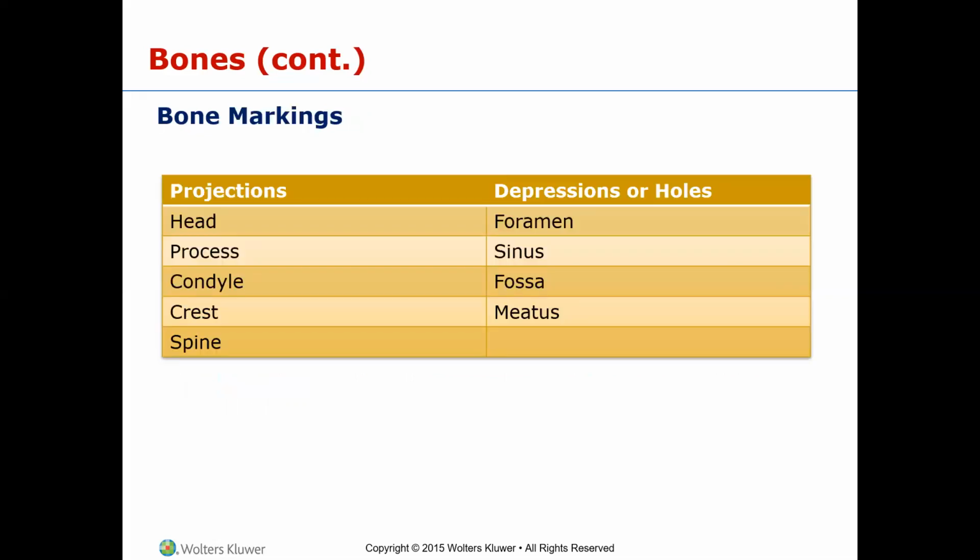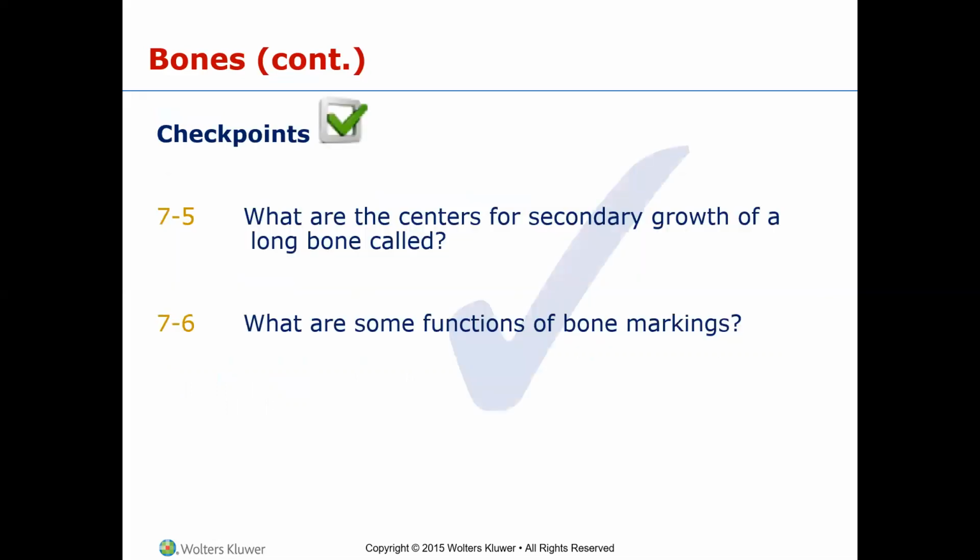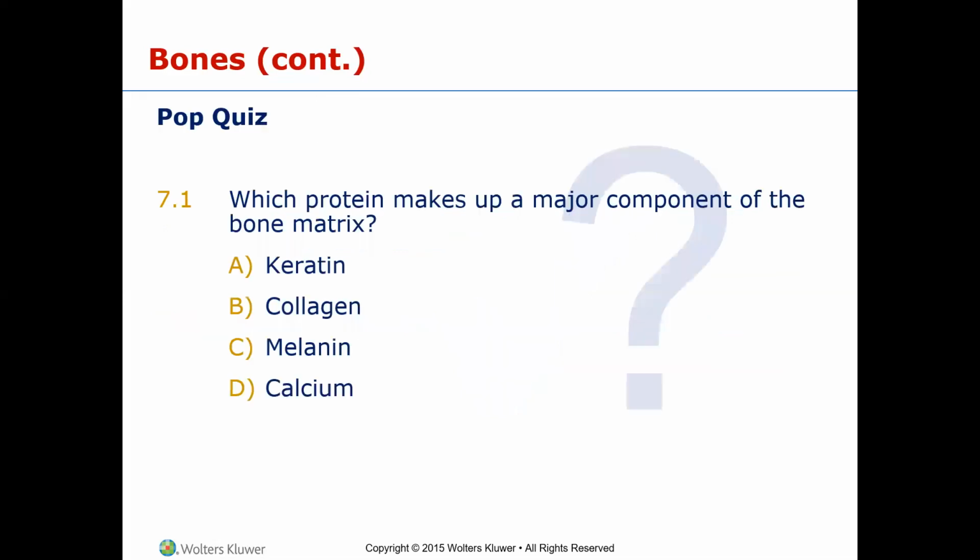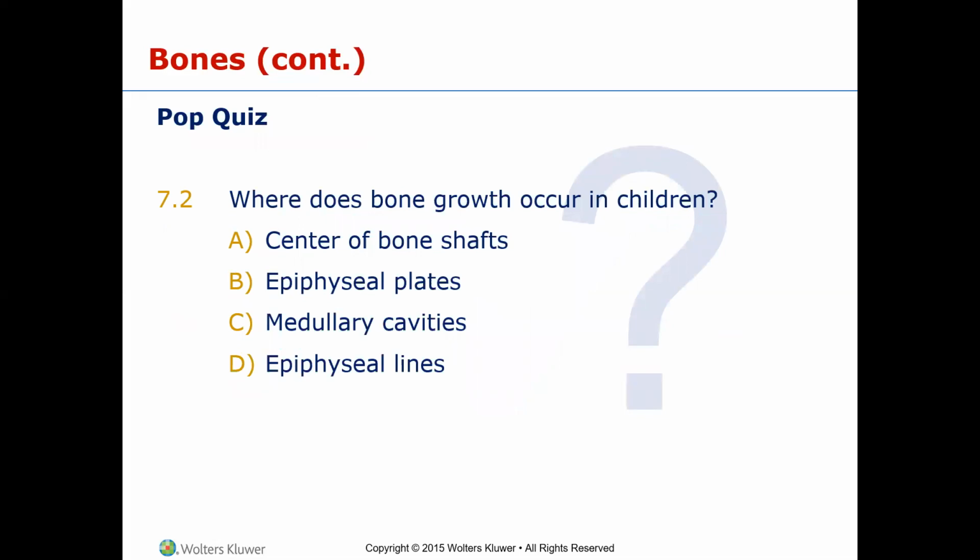So these are some of those bone markings that I'm not asking you to be responsible for. But what are the centers for the secondary growth of a long bone? And again, that's along the diaphysis. And then we're just going to move ahead. All right. So which protein makes up a major component of the bone matrix? And that would be your collagen. Where does bone growth occur in children? And that's along the epiphyseal plates.